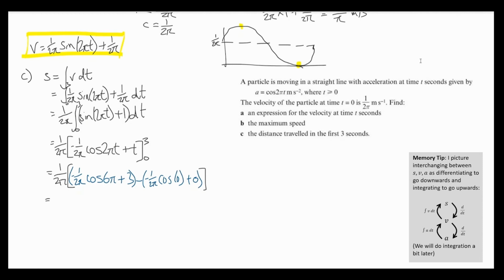Okay, just into the calculator and we get an answer of 0.477 meters. That's the distance traveled in the first 3 seconds. That would be the area underneath the curve in between t equals 0 and t equals 3.